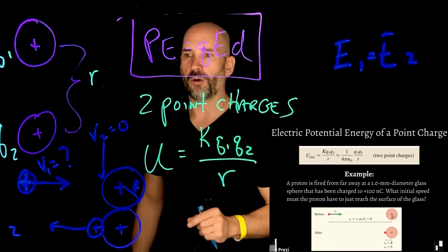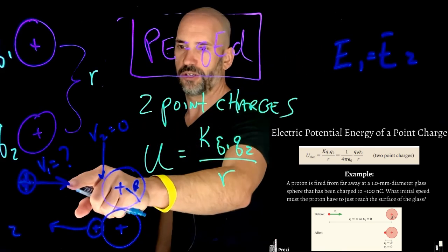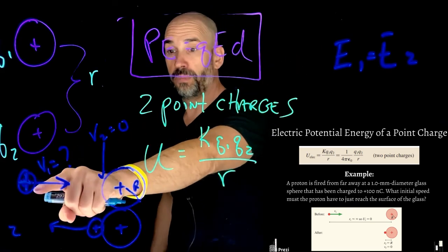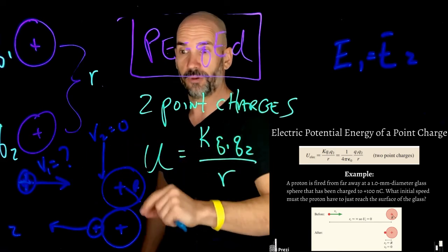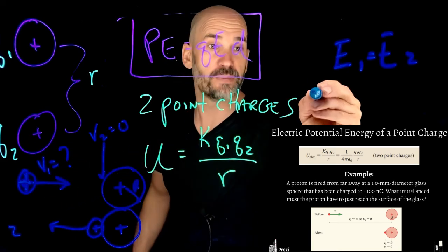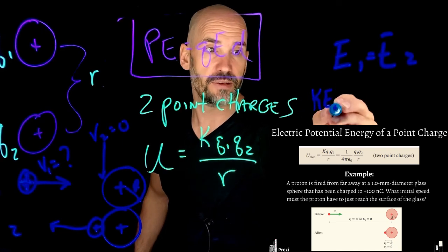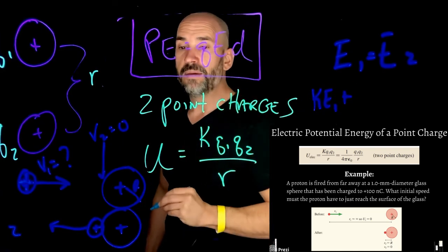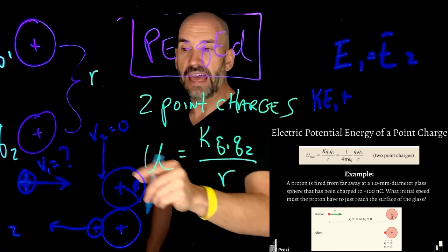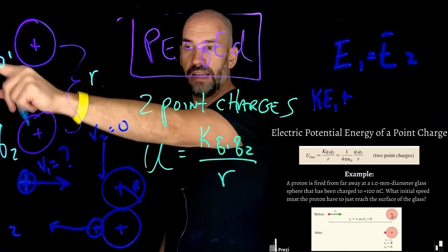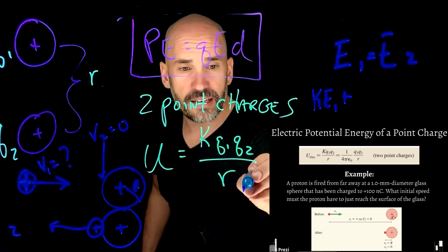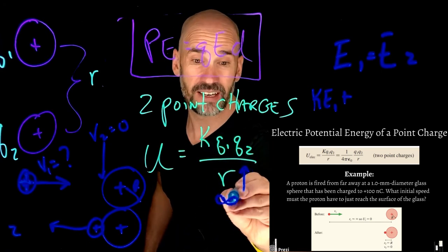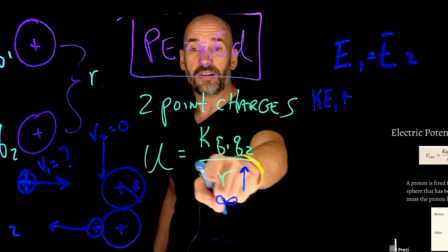So what is our initial energy? Well, we know that the proton is being shot at this positively charged glass sphere, so if it's being shot, there must be some kinetic energy there. So we're going to say KE1. But here's the thing. If this is shot from very, very far away, in other words, infinity, that means R is really big. R is basically infinity. If you have an infinity denominator, what is U?